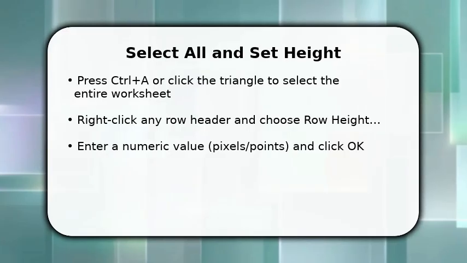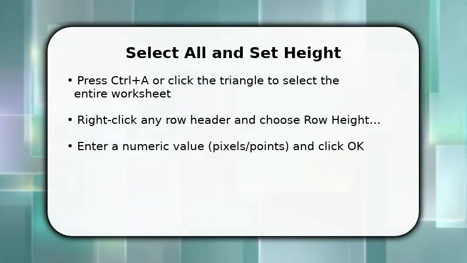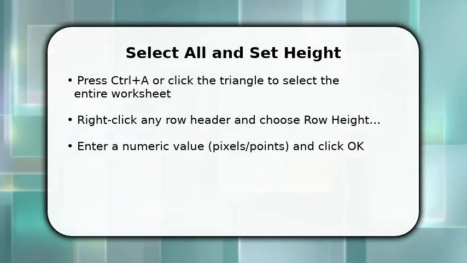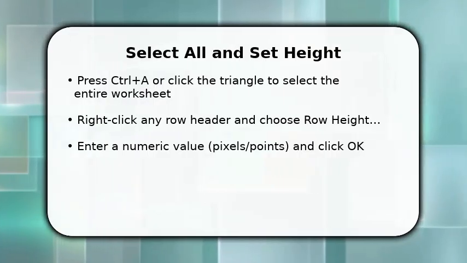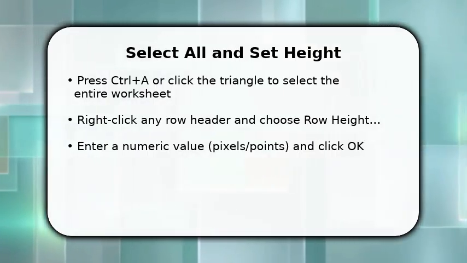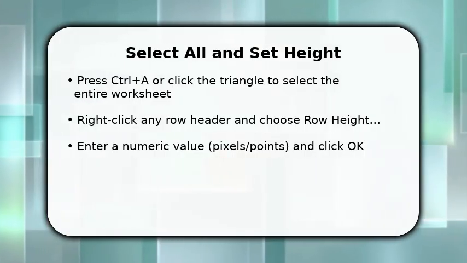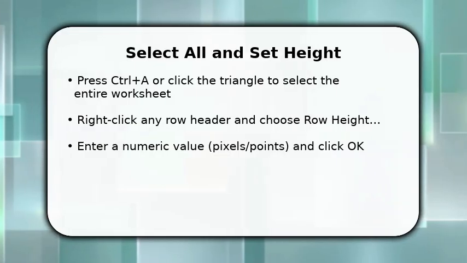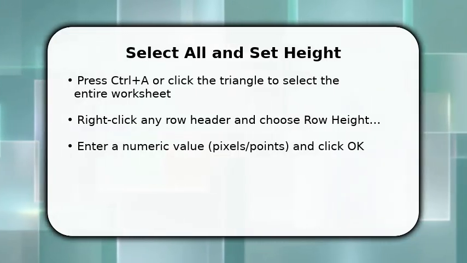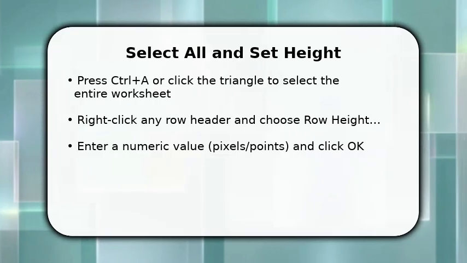You start by selecting the whole sheet so every row changes uniformly. Press Ctrl+A or click the top left triangle. Once selected, right-click any row header and choose row height. In the dialog, enter the exact number you want, such as 15 or 20, then click OK. This forces Excel to apply that numeric height to every row.